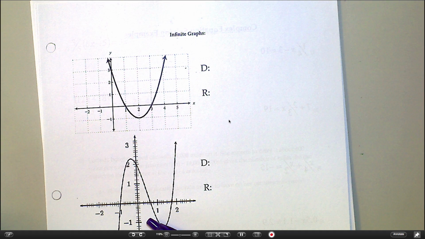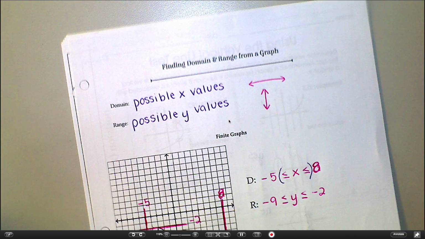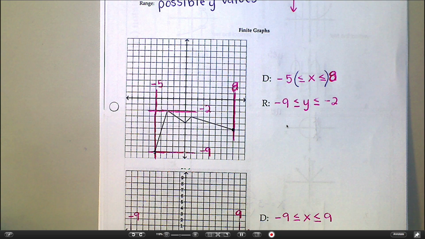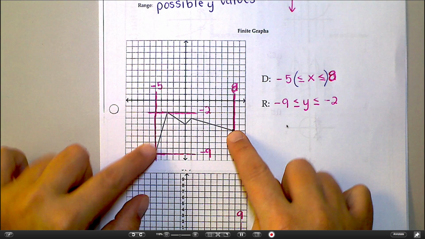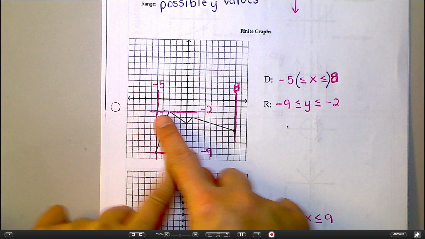So yesterday we talked about finding domain and range when you had a nice clean endpoint. This is just a quick refresher of what we did yesterday. These graphs had a very clear beginning and ending, and we could say it goes from here to here, left to right, and here to here, up and down.